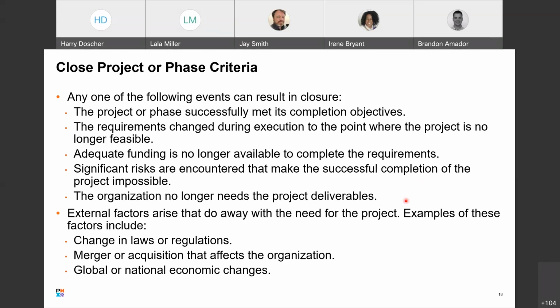So this is more of a market change, and it can be internal or external depending on who your customer is. Examples of those external factors that can arise and do away with the need for the project: change in laws or regulations, a merger or acquisition that affects the organization, and that can be the organization that's developing the project or the organization that is buying the result of the project. Okay. Global or national economic changes.